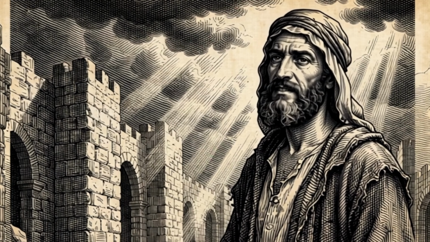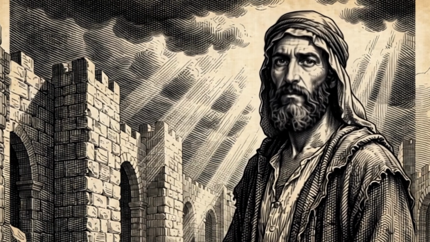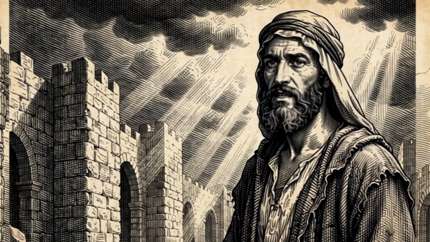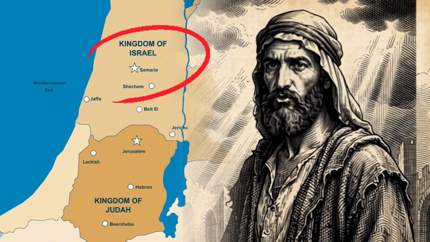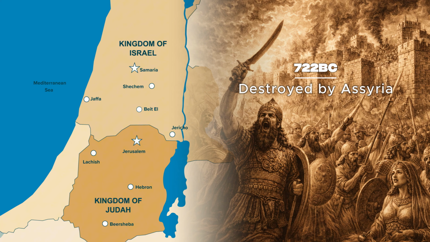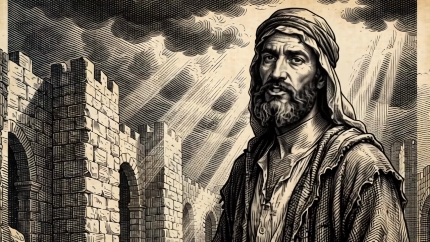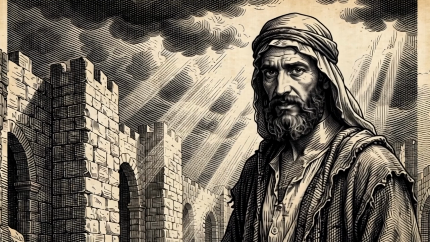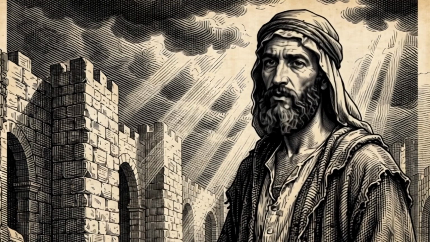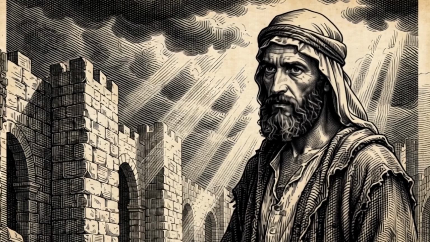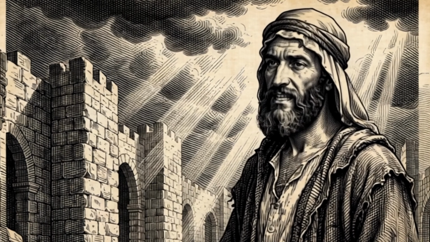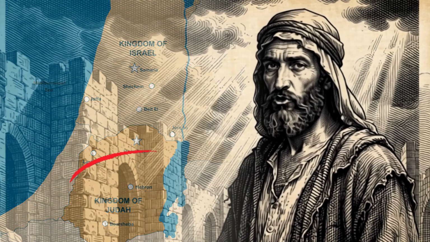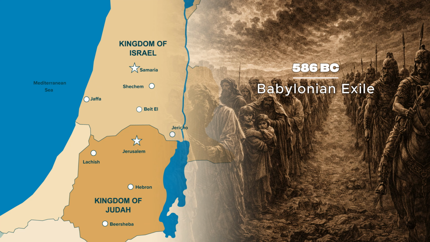Because of disobedience, God allowed their downfall. In 722 BC, the northern kingdom of Israel was destroyed by Assyria. The people were scattered and largely lost or assimilated by other nations. This is according to the book of 2 Kings 17, verse 6. In 586 BC, the kingdom of Judah fell to Babylon, and its people were exiled for 70 years.